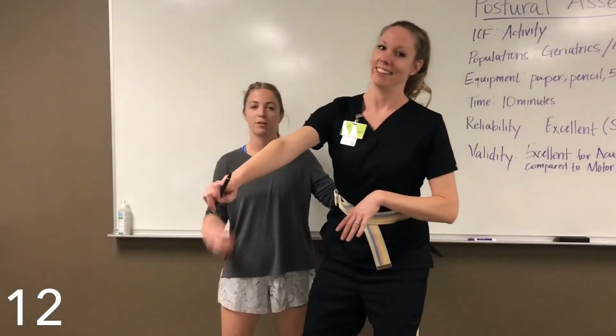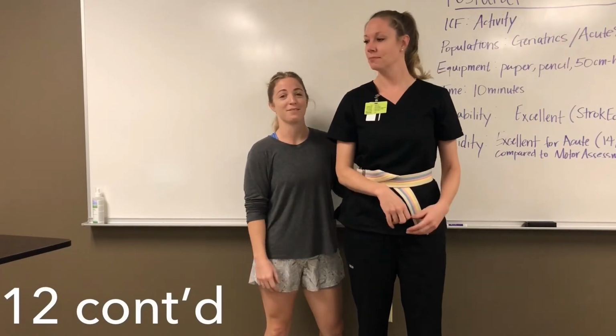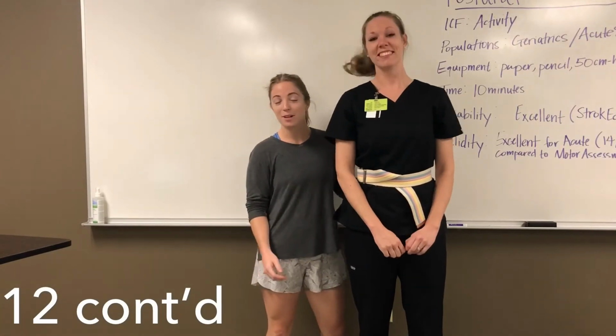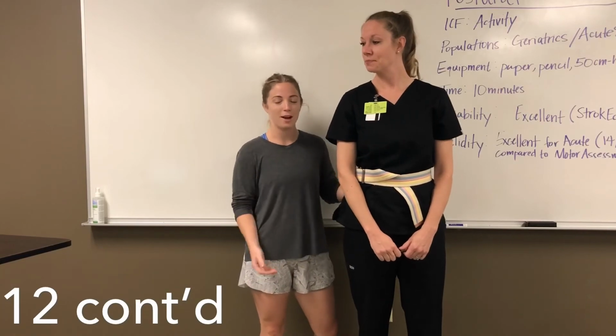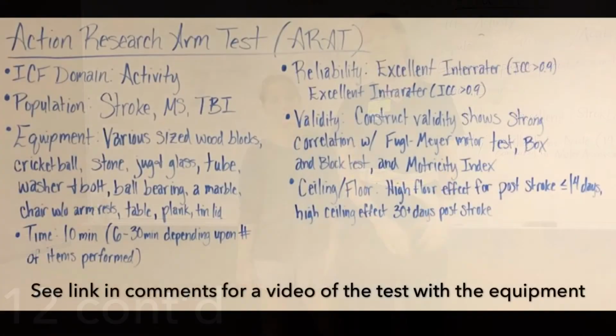So Sharina was able to do that without help, so she received a 3. If she needed a little help, she would have gotten a 2. If she needed a lot of help, she would have gotten a 1. And if she couldn't do that at all, she would have received a 0.